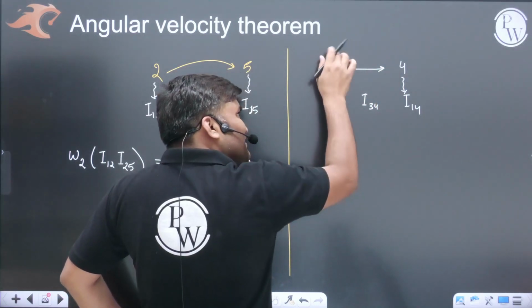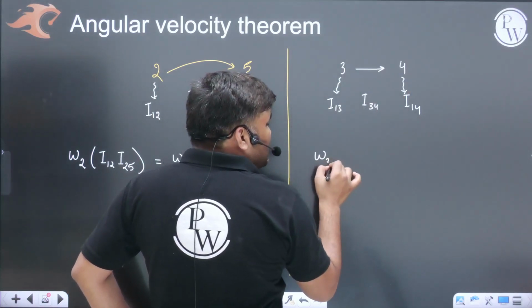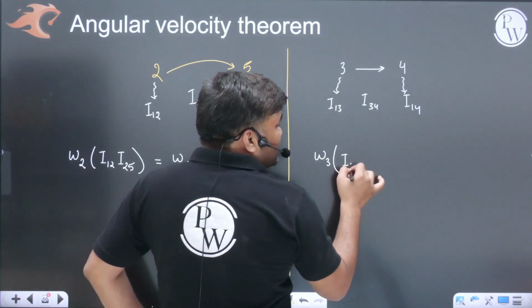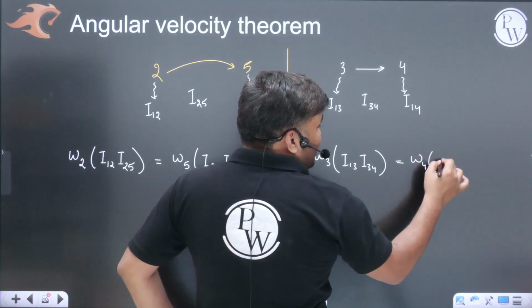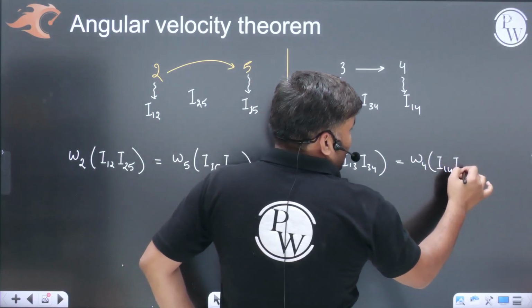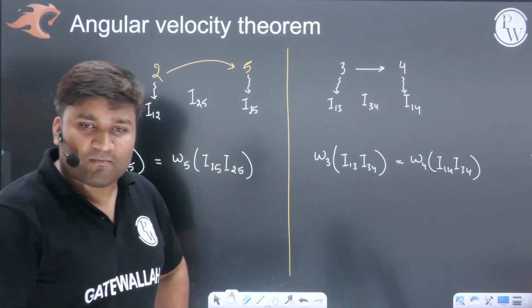Now, omega 3 is given. Omega 4 you have to calculate. How do we write the equation, sir? Omega 3 times the distance from I13 to I34 equals omega 4 times the distance from I14 to I34. Everybody clear? Is it making sense, beta, all the children?